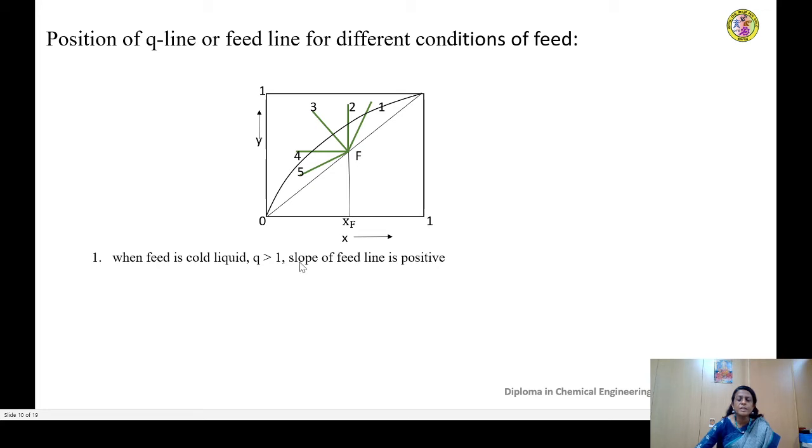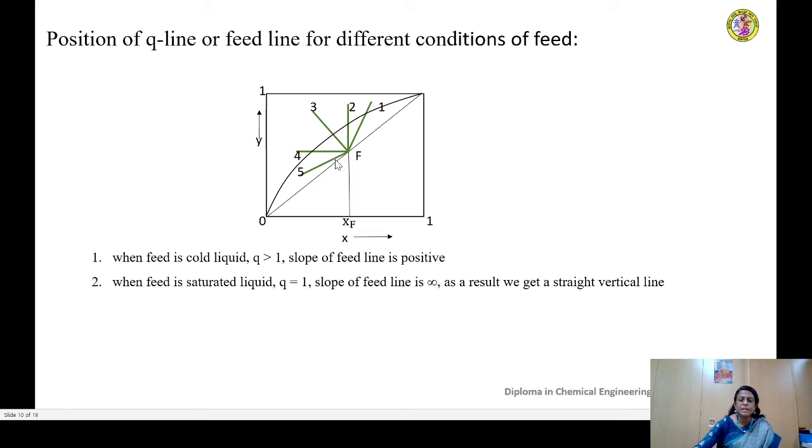So in this condition, the slope of the feed line is positive as shown by the line 1. Okay. So this is how the feed line gets positioned when the feed is entering in the form of a cold liquid or a subcooled liquid. So let us take up the second line.